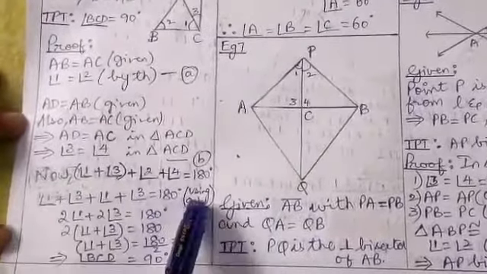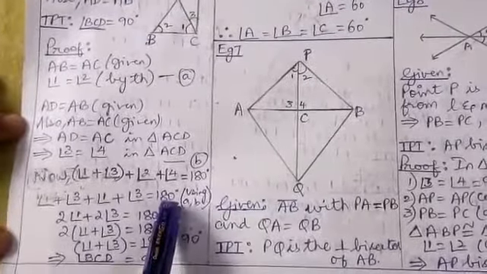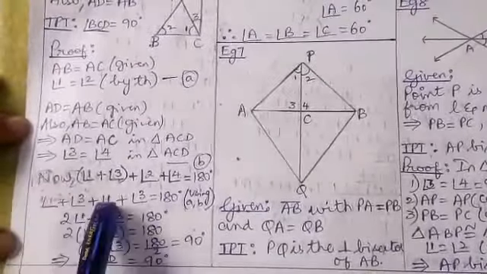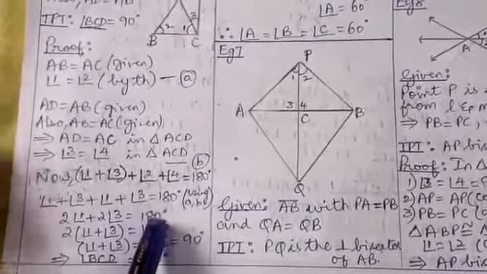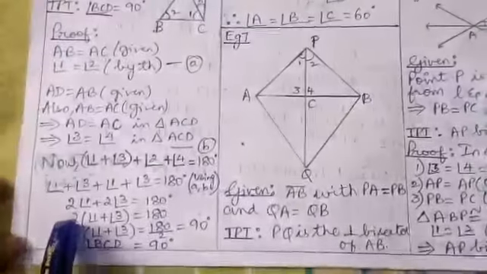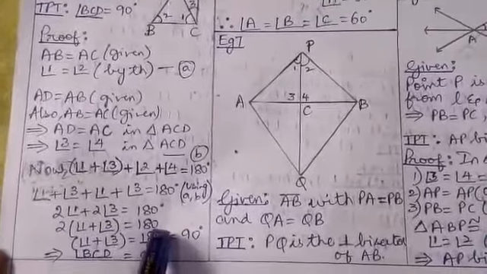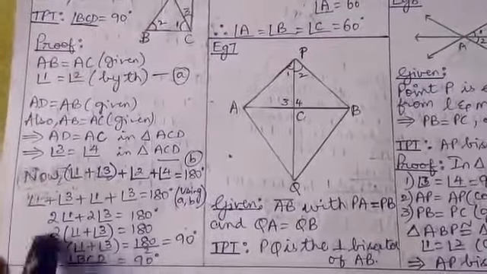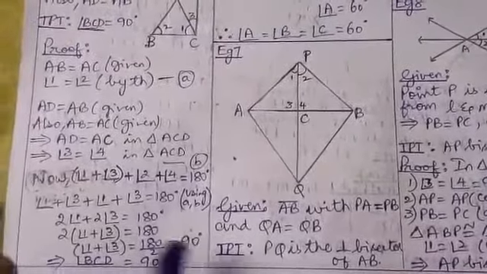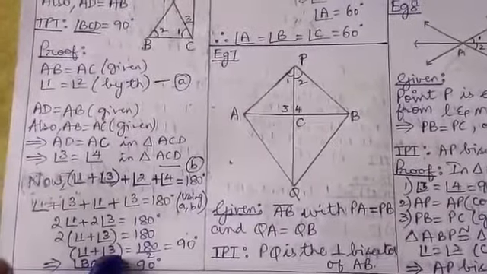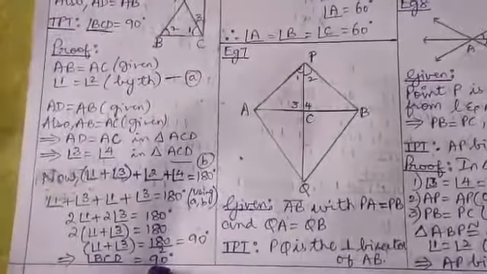So now here we have angle 1 plus angle 3 plus angle 1 plus angle 3 equals 180. Which means twice of angle 1 plus twice of angle 3 equals 180. 2 is common, so twice of angle 1 plus 3 is equal to 180. Angle 1 plus angle 3 is equal to 180 over 2. 2 comes down for division here. 180 by 2 is 90. And what is angle 1 and angle 3 put together? Angle BCD. So this way we proved that angle BCD equals 90 degrees.